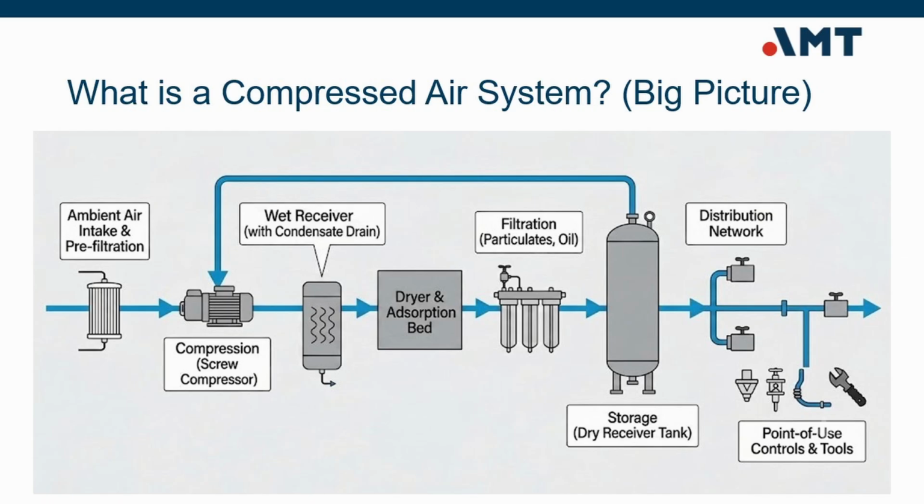After treatment, air usually enters a receiver tank, sometimes called dry storage. Storage serves several important purposes. It stabilizes system pressure, it reduces compressor cycling, it absorbs short-term demand spikes, and it improves overall control performance. From storage, air flows into the distribution network, the piping system throughout the facility. Distribution design matters. Pipe size, layout, loops versus dead ends, and maintenance all affect pressure drop, air quality, and system reliability. Poor distribution can undo the benefits of efficient compression and treatment.